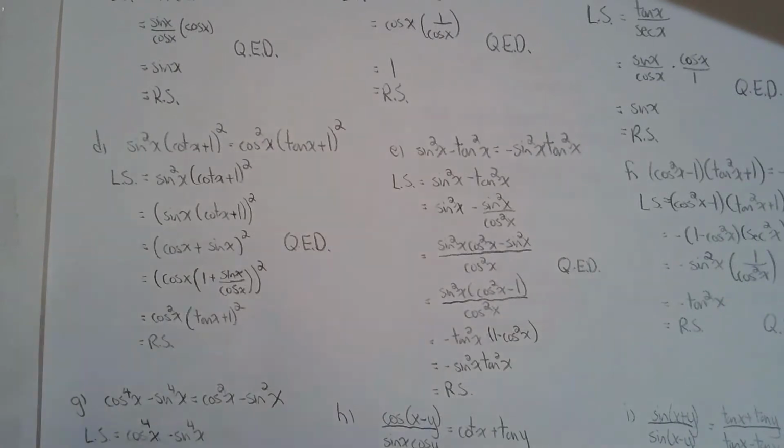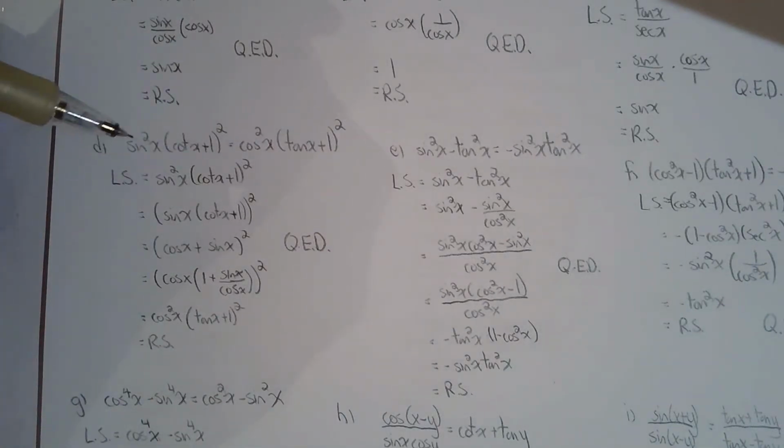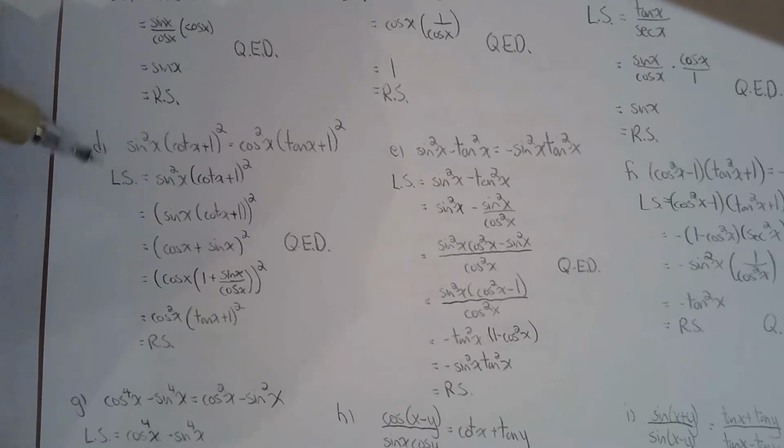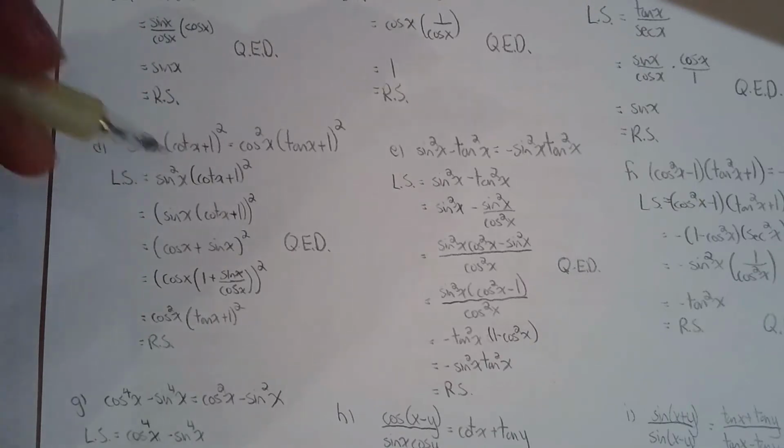I tried to save some time. I think this is one of the more efficient techniques of how to prove 1D. But you know what? Like I said in the other trig identity homework sheet, it really doesn't matter how many steps you take. As long as your proof makes sense, I'm going to give you full marks. So this is my approach.